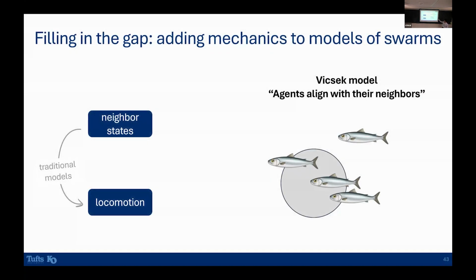And so the idea is filling the gap and adding mechanics to the models of swarms, going beyond the Vicsek type of agent-based model that basically tells agents where to go based on where their neighbors are. Essentially, the model goes from the neighbor states to the locomotion, and we are filling in the gap by thinking about how they're locally disturbing their fluid environment and how the fluid environment is affecting their movement.